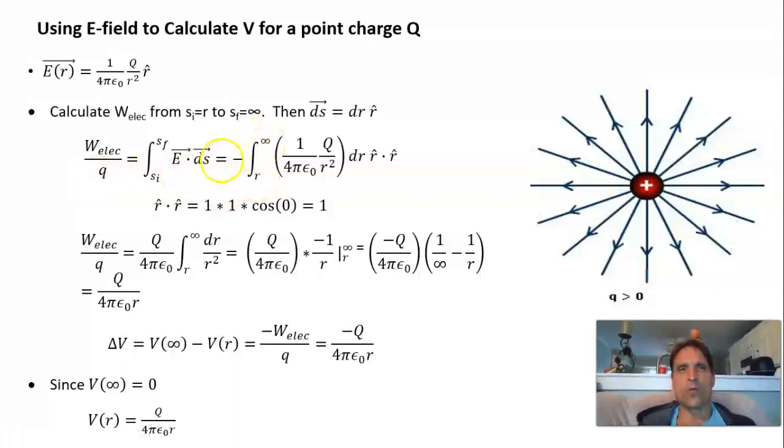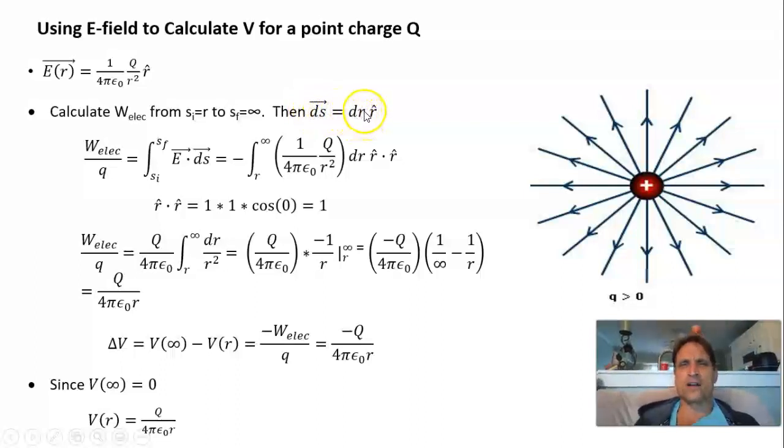What do we integrate? Well, the electric field, we have to plug in what E is. E is equal to Q over 4 pi epsilon naught r squared, and it's in the r direction. Okay, what is dr? What direction is the displacement? Well, if we're moving radially out toward infinity, then dr is also in the radial direction, and so ds is equal to dr in the r direction. So we plug that in for ds, and we get this as our integral.